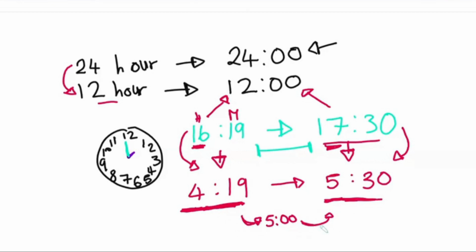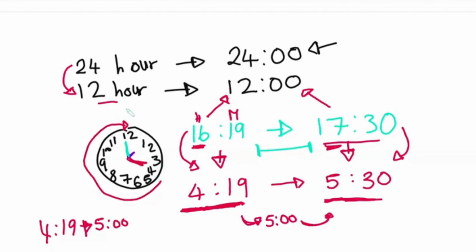Then we're going to jump to the hour to the end, okay, to find out what the answer is. So we're on 4:19. How do we get from 4:19 to 5 o'clock? That's the first thing we need to work out. Okay, so we know that the clock has 60 minutes on it, don't we? Has 60 minutes in total.